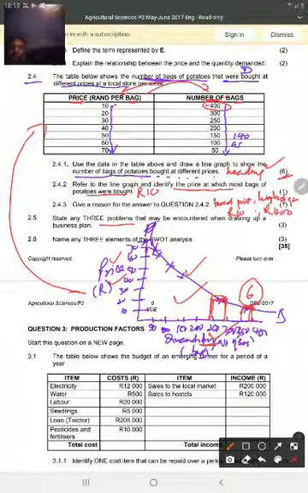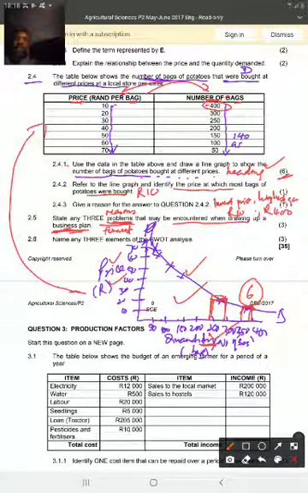State 3 problems that may be encountered when drawing a business plan. When it comes to a business plan, guys, you need to know the reasons for drawing a business plan. Why do you draw a business plan? Problems encountered when drawing a business plan, and even the format of drawing a business plan. Please be sure about these 3 things when you learn about a business plan. The problems, guys, almost every year they ask for the problems in a business plan.